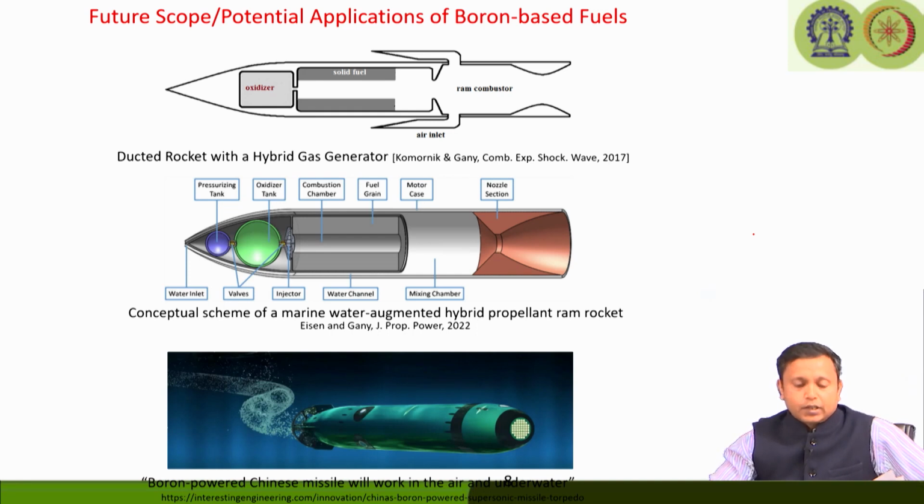These applications can be a ducted rocket with a hybrid gas generator, where we can use solid fuels loaded with boron particles and some oxidizers. The partially burned product can come into a ram combustor. So, basically this is a dual combustor mode. It is going to further burn here, and the high temperature, high pressure gas is going to come through the nozzle and expand and give the high velocity jet.